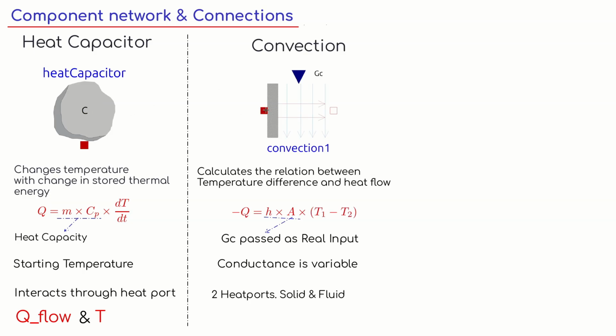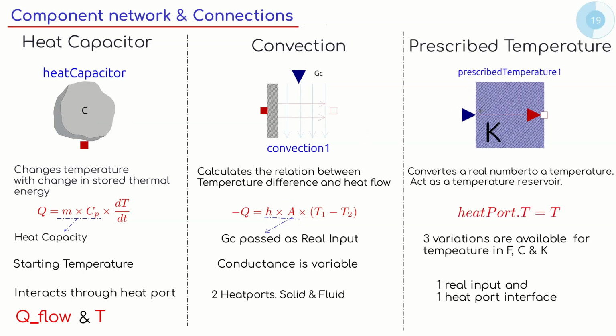Convection component has two heat ports, one representing the solid interface, that is the surface of our heat capacitor, and the second one indicating the fluid interface, that is the surrounding air. It takes one input, that is the convective conductance, which represents in our Newton's law of cooling the product of heat transfer coefficient and surface area. So this convection represents a generic convection surface where the surface area is an input parameter. So the difference between the heat capacity specified here and the convective conductance specified here is that this can be changed during the simulation because we are connecting it as an input, not as a parameter.